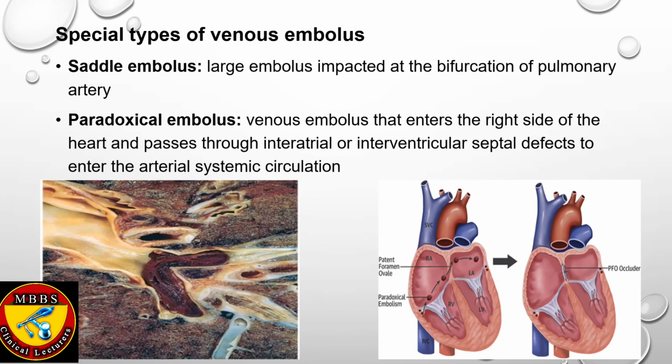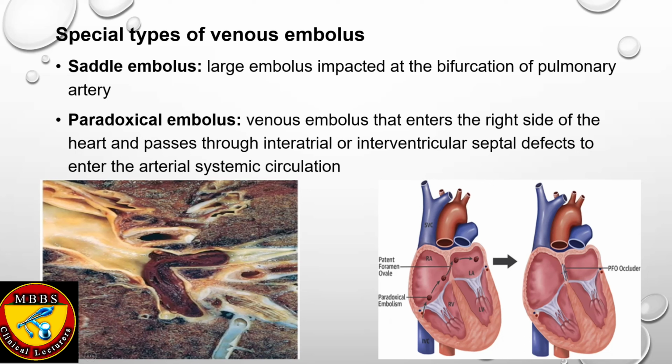Now there are special types of venous embolus as well. So please remember their names, very important. The saddle embolus and the paradoxical embolus. Saddle embolus is a large embolus impacted at the bifurcation of the pulmonary artery. So you can see in this image, this is the lung parenchyma and this is the pulmonary artery and the bifurcation. This red color you can see is forming a saddle shape, so it is termed saddle embolus, right?